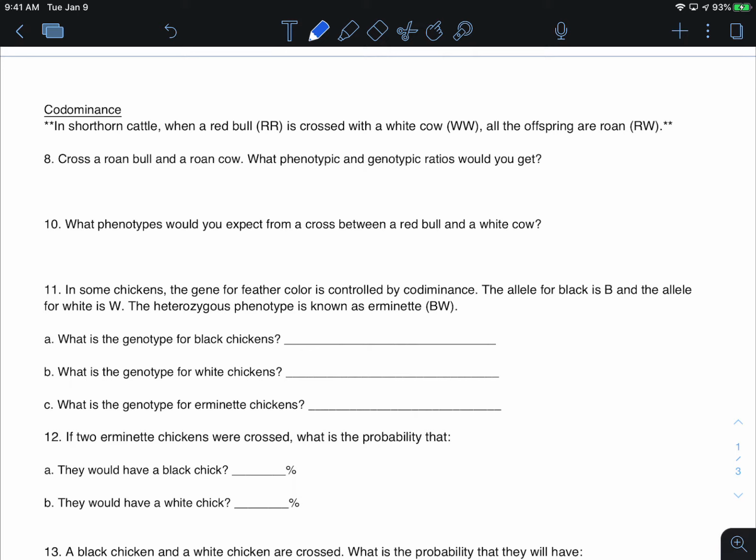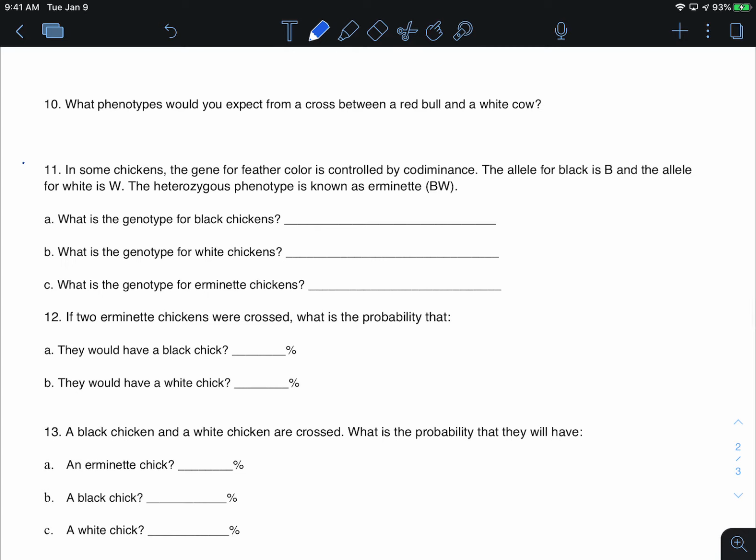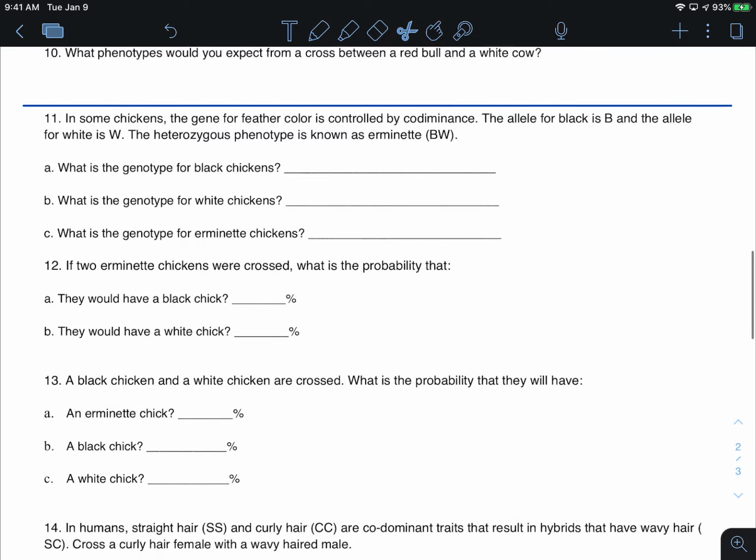So in codominance, we have shorthorn cattle, which, when a red bull is crossed with a white bull, their offspring are roan. Boring. We did that one before. Okay, let's do the chickens. All right, we've done so many roan cattle. We had roan cattle in our examples. There's got to be some other example that we can use.